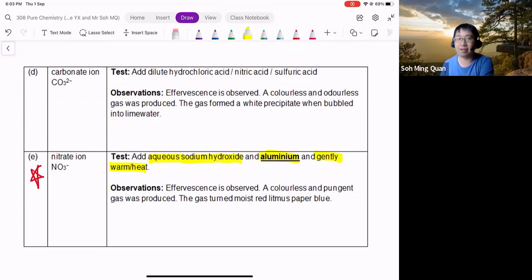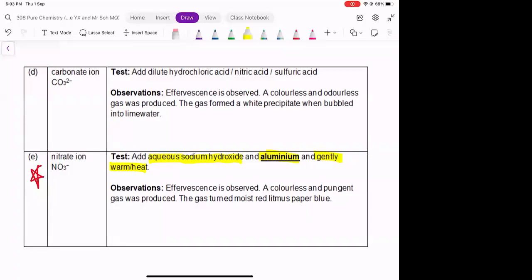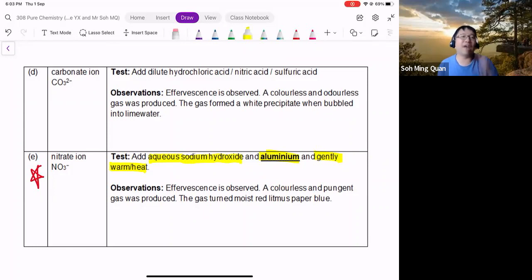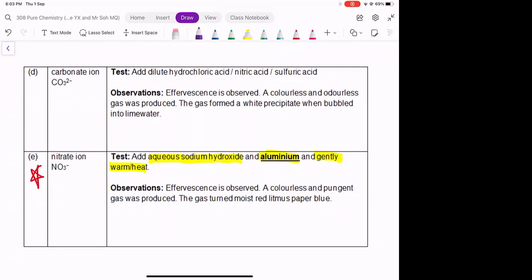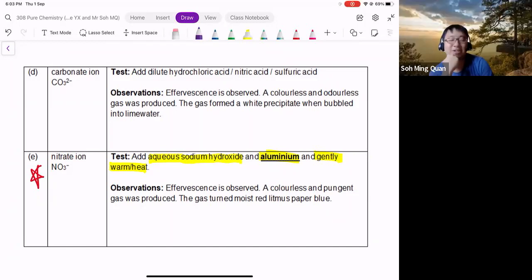Is Jamin there? Jamin, hi. This nitrate ion test sounds very similar to an ion just now, where you added NaOH as well and then warm it. Jamin? Oh, wait. I found it, I think. Which ion just now did we talk about?